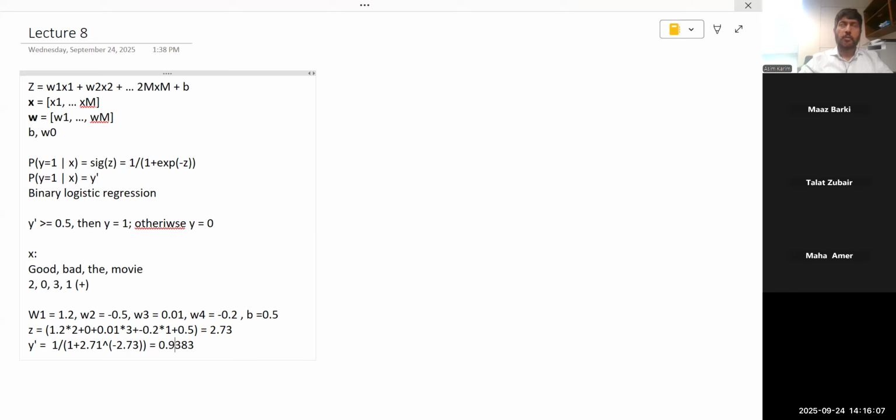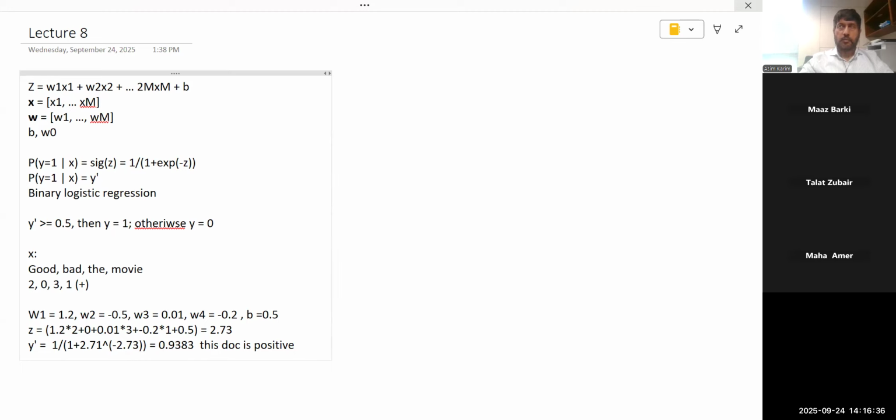So the probability that you get is 0.93. So this example has a strong positive probability, and most likely, if you use the decision rule that any probability above 0.5 is class 1 or positive class, so this belongs to class 1. So this doc is positive. ठीक है? So ये feed forward process है.